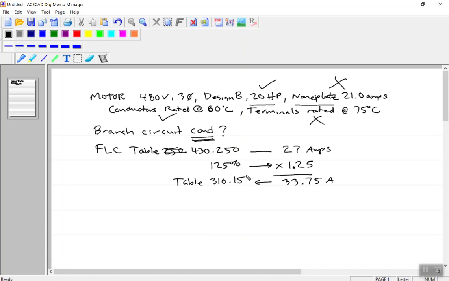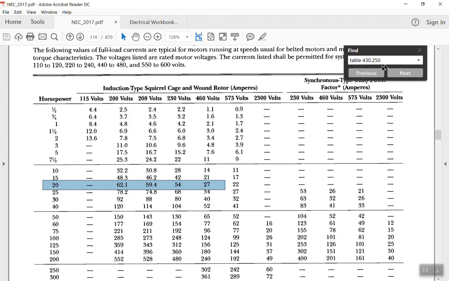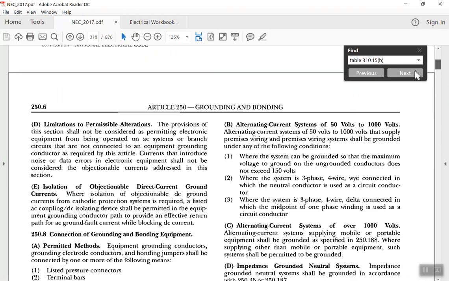310.15, right? B16 and all that stuff, right? And when we do that, we would size a number 8. But let's go double check, make sure that we got it right. Okay, so table, once again, 310.15 B16.